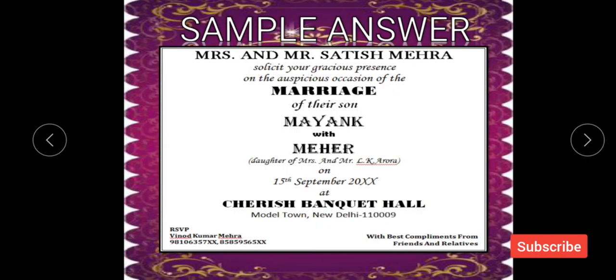You will note in the sample answer, everything is centrally aligned, though all information is like a notice. You can see Mrs. and Mr. Satish Batra and the line, the polite invitation. Now what is the occasion? The occasion has been mentioned, the marriage of their son Mayank with Meher, and the date, time and venue have been mentioned. Even the place of the banquet hall is there. Make sure in annual day function you had the chief guest, but here in marriage ceremonies the chief guest is not required. Why? Because Mayank and Meher, they are the chief guests themselves. I hope you understand.